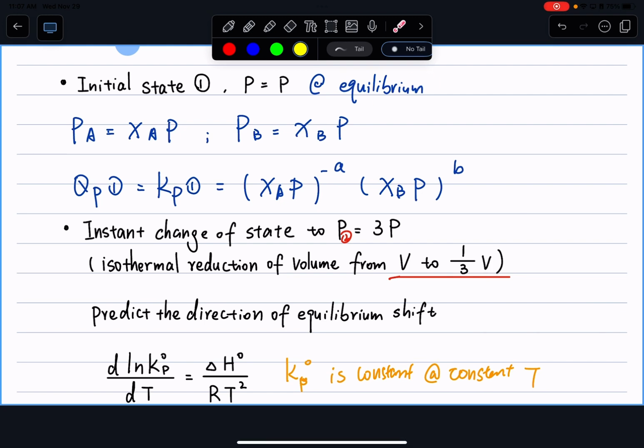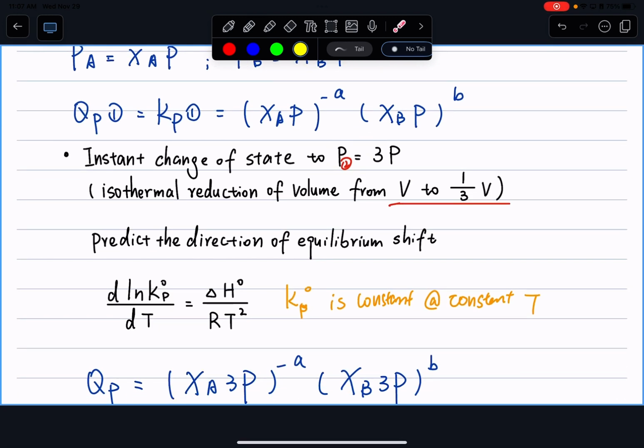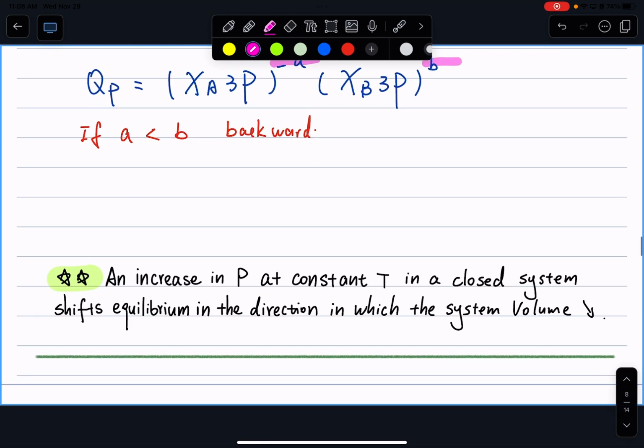So we end up having the expression here: at equilibrium, that's your reaction quotient. And after the pressure change, these pressures have been changed inside that bracket. All right, so inside the bracket is the same. How your reaction quotient changes depends on the stoichiometric coefficient here. So which one has a larger stoichiometric coefficient? In this case, we end up with a conclusion that an increase in pressure at constant temperature in a closed system will shift the equilibrium to the direction in which the system volume decreases.